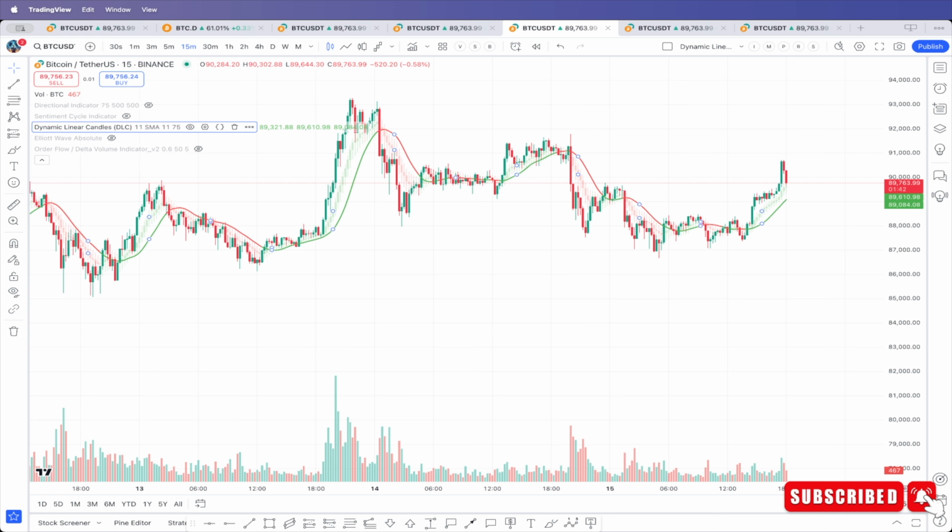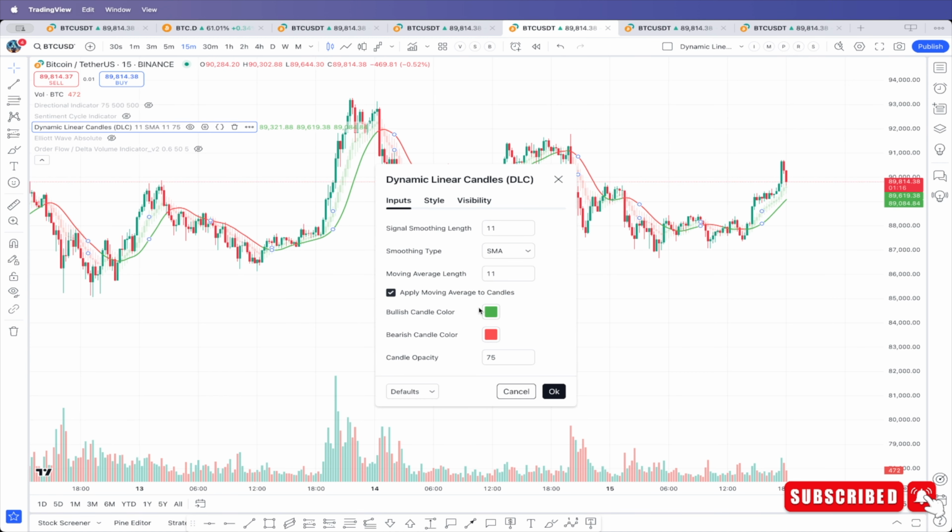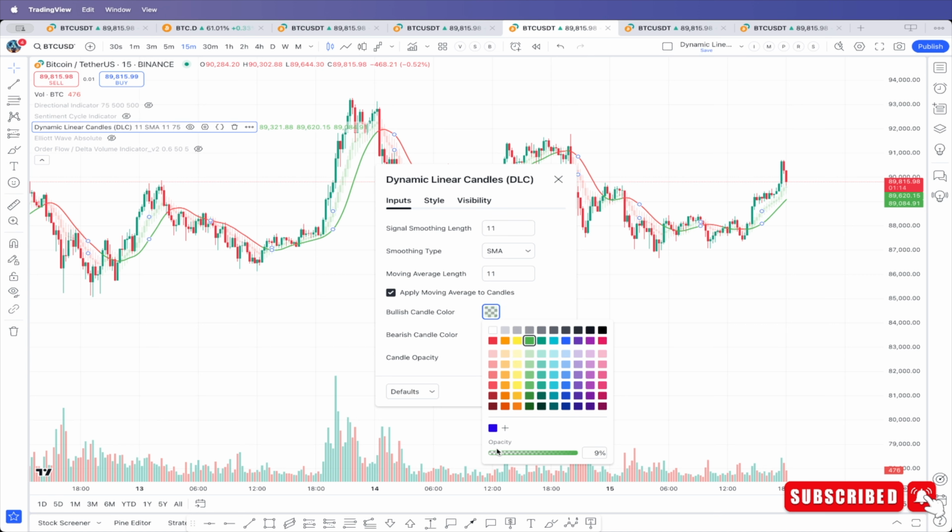You can adjust the signal smoothing length and choose different smoothing types like SMA, EMA, WMA, and even advanced HMA, like I just mentioned above. The moving average length lets you smooth out the candles themselves, giving you a cleaner view of the market. You can also customize the candle colors and opacity for better visibility. The opacity, this is what is being talked about. Okay.